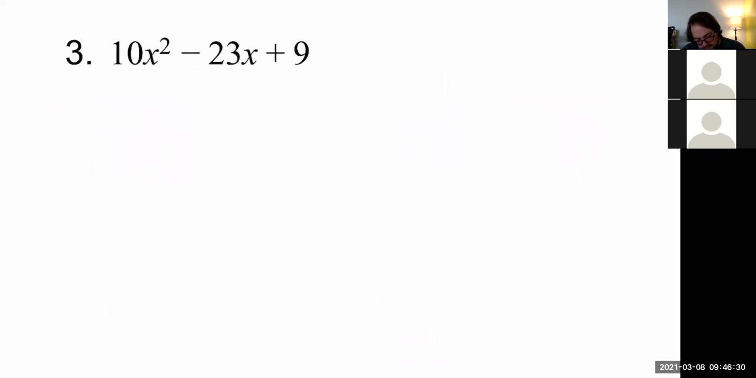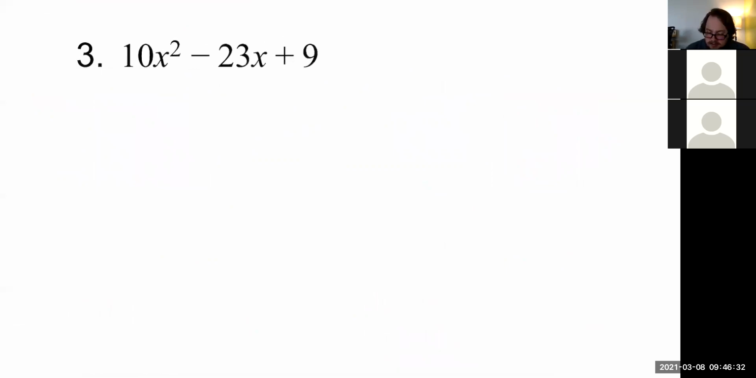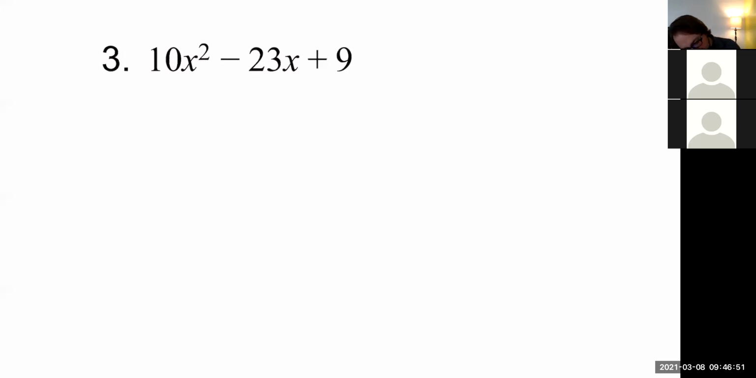Number 3, any greatest common factor here? No, I don't think so. 23 is a prime number. So unless they all have factors of 23, which is impossible because they're both smaller than 23, there's no greatest common factor here other than 1. So I jump into my asterisk. What's my A? 10. B is negative 23. And C is a 9.